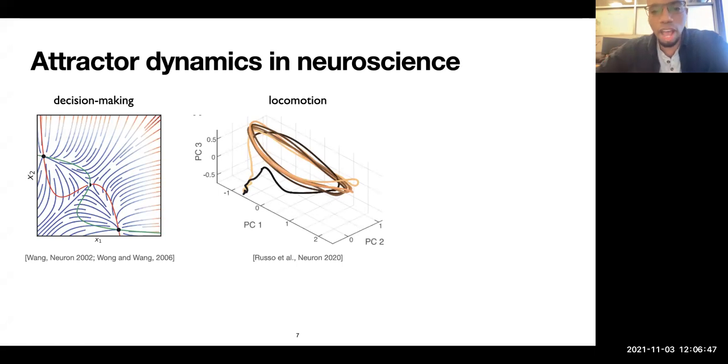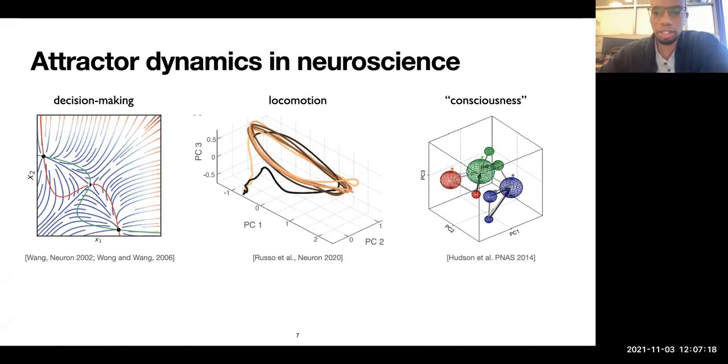Whenever you have an agent performing some sort of stereotyped periodic motion, for example walking or running, it's very prominent that you'll find limit cycles in neural data. Here, for example, is a figure from Russo et al., where they recorded neurons from motor cortex while a monkey is pedaling a wheel. And as you can see here, these traces that were found from the neural data all basically line up on the same limit cycle, the same sinusoidal, oscillatory thing.